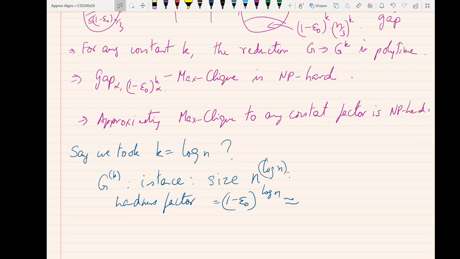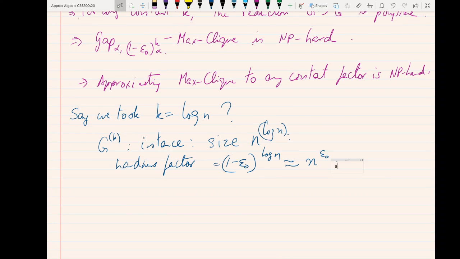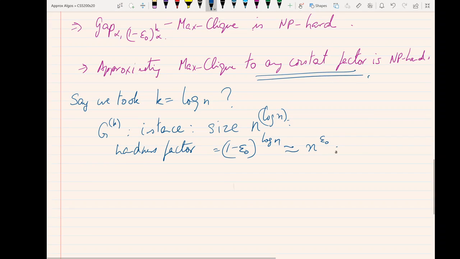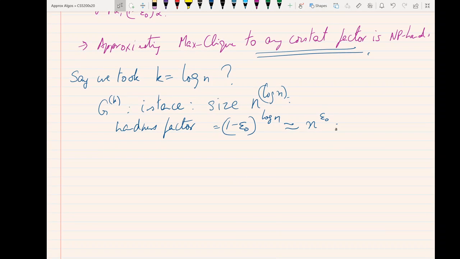Now what is 1 minus epsilon 0 raised to log n? Well, this is something like n raised to epsilon 0, which, if you notice, is a much stronger hardness factor than just the constant hardness factor that we have figured here. So approximation is also difficult. Rather, it should be n raised to minus epsilon 0.